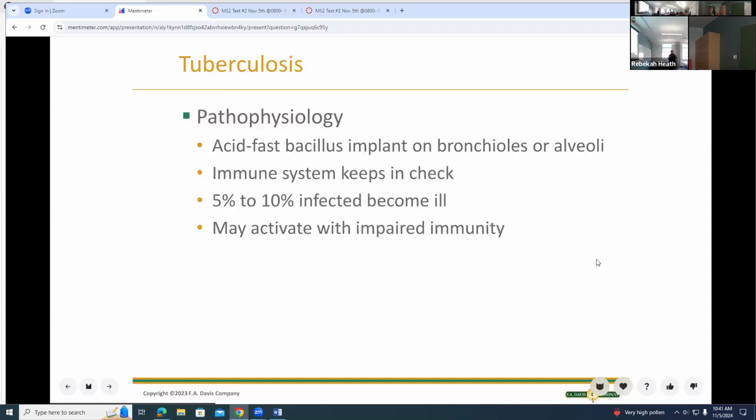So that's why, you guys using a PPD, anybody had a PPD test, a tuberculosis skin test? Sometimes people can test positive without having an active infection.